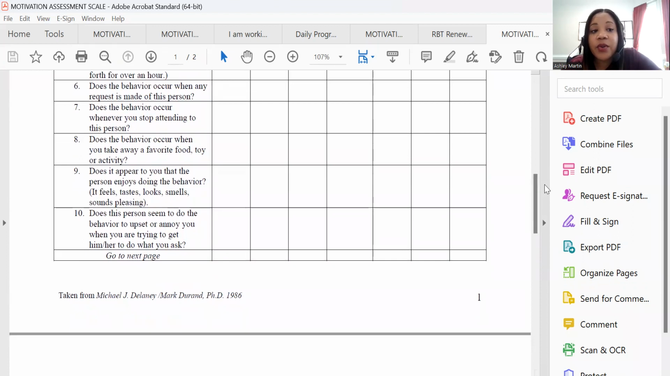Does the behavior occur when any request is made of the person? Once again, 0 to 6. Does the tantrum occur whenever you stop attending to the person? Number 8. Does the behavior occur when you take away a favorite food, toy, or activity? Does it appear to you that the person enjoys doing this behavior?